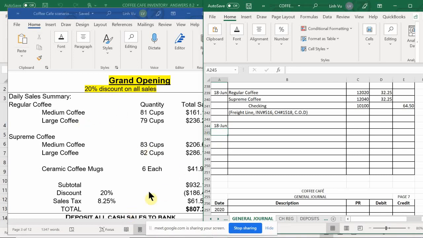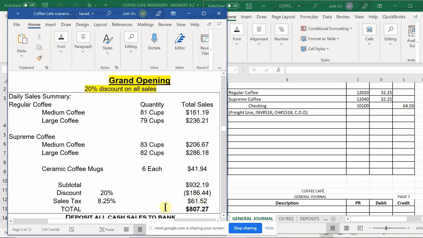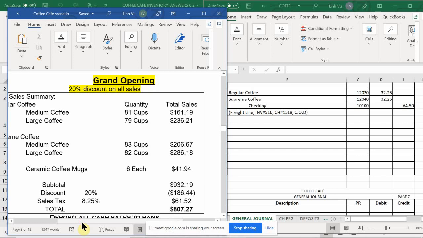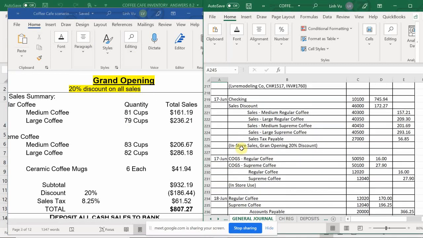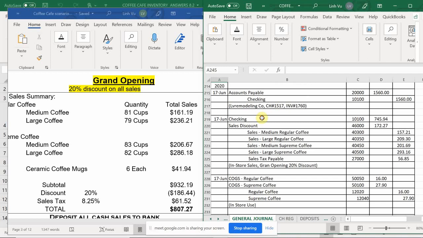So how do we journalize this? Like the last time, no? Let's see, we pay, no, right? So we didn't pay. In this case, this is grand opening sales. We sold stuff in the coffee shop, so in the store. Okay, so we put it on checking, no? Checking, okay, good, because it's cash sales. And then we have a discount for 20%. Sales discount, no? Discount.